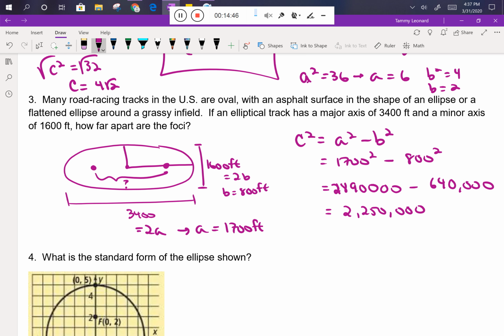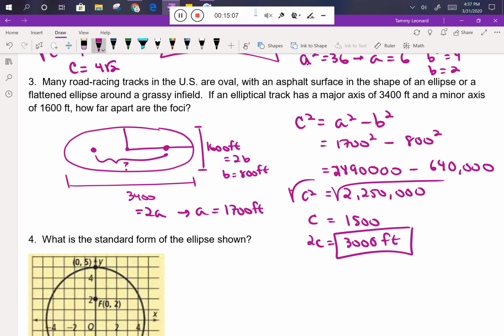So when we subtract and then take their square root, we're going to need to take the square root of 2,250,000, which is just 1,500. So that's just C, but the distance from one focus to the other would be 2C. So the foci are 3,000 feet apart.